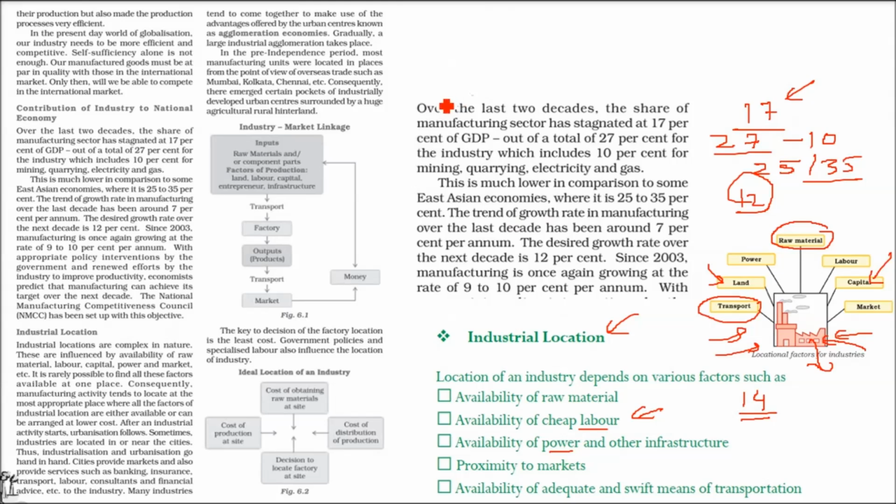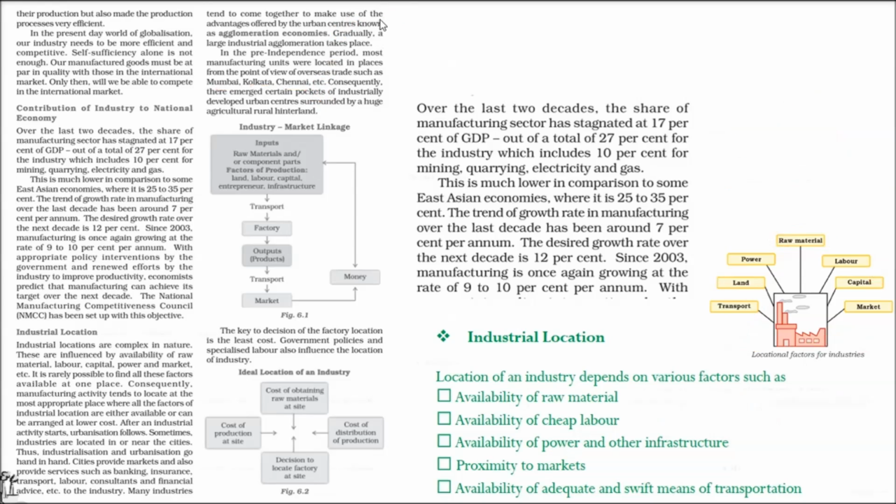In the pre-independence period, most of the industries were set up in Mumbai, Kolkata, and Chennai. The reason was that they were near the ports, and all of these are now Mahanagars, or quite developed, because industrial development was the main key factor there.